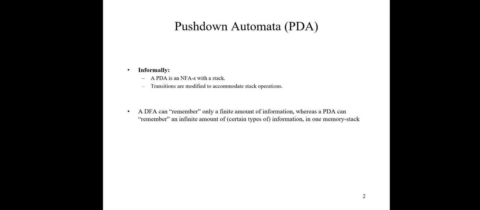Informally, a push down automata is an NFA epsilon with a stack. We are using stack as a data structure. You all know that stack is last in, first out. The two major operations are push and pop. Now, transitions are modified to accommodate stack operation. A DFA can remember only a finite amount of information, whereas a PDA can remember an infinite amount, certain types of information in memory stack.